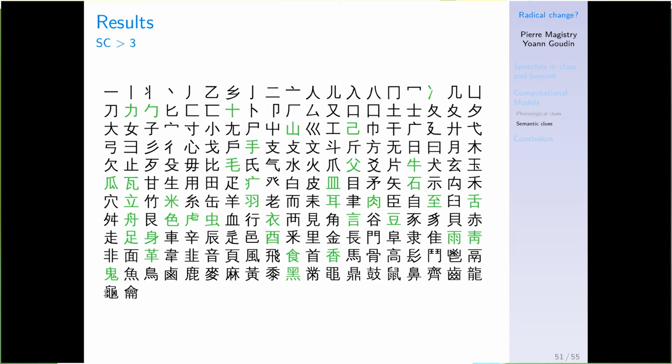And we can compare with the historical process in Japan, because the Japanese simplification, if I am not wrong, and correct me if I am, is more consistent in order to conserve the phonetic clue, which is not the case in many Chinese simplifications. So for teaching, it's more interesting to compare with Japanese.